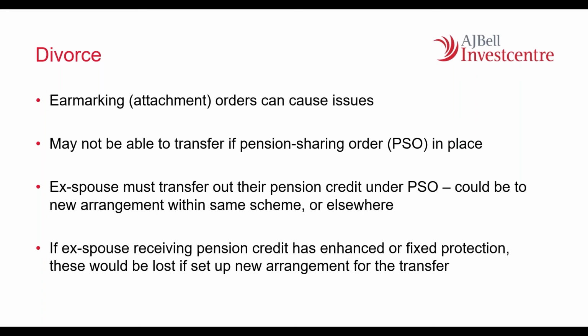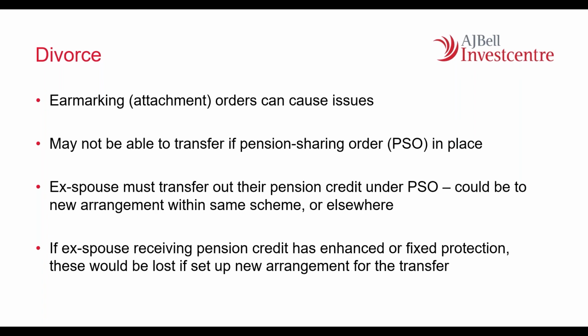The ex-spouse obviously has to transfer out their pension credit under a pension sharing order. Now, it could be that the transfer out is simply to a new arrangement within the same scheme. Certainly, we see that quite a lot when we have our members divorcing. The ex-spouse might set up a scheme with us. That's absolutely fine. Obviously, they are free to transfer out wherever they want to.